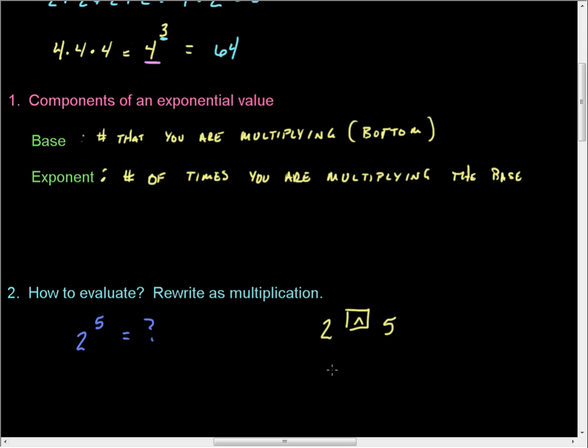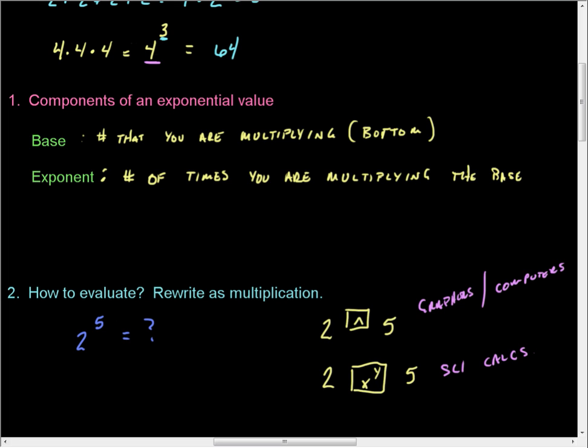Another way to do it on a calculator, if you have a scientific calculator, is you usually put the base first, and then they have this button that looks like x to the y, and then you put your exponent after. Okay, it's very dependent on how you see this. This tends to be graphing calculators, so graphers and computers, and this tends to be scientific calculators.